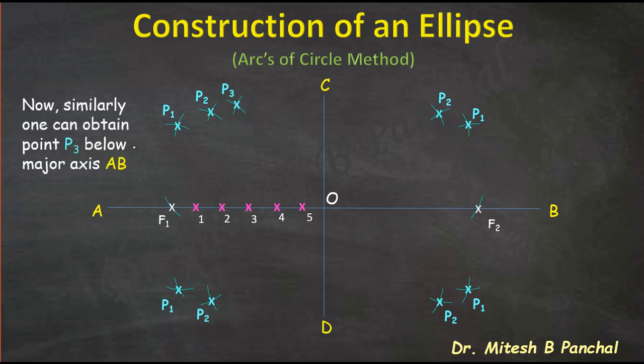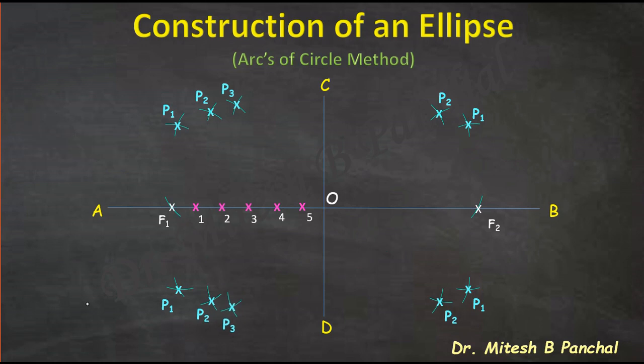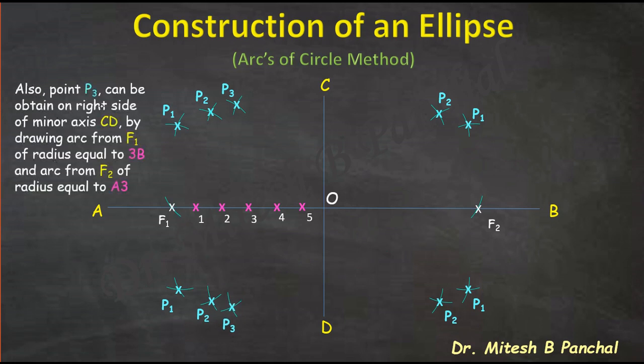Now similarly we can obtain the point P3 below the major axis, that is AB. From F1 at a distance A3 and from F2 at a distance 3b, we can obtain P3 below AB. Also, point P3 can be obtained on the right side of the minor axis CD by drawing an arc from F1 of radius equal to 3b and an arc from F2 of radius equal to A3.